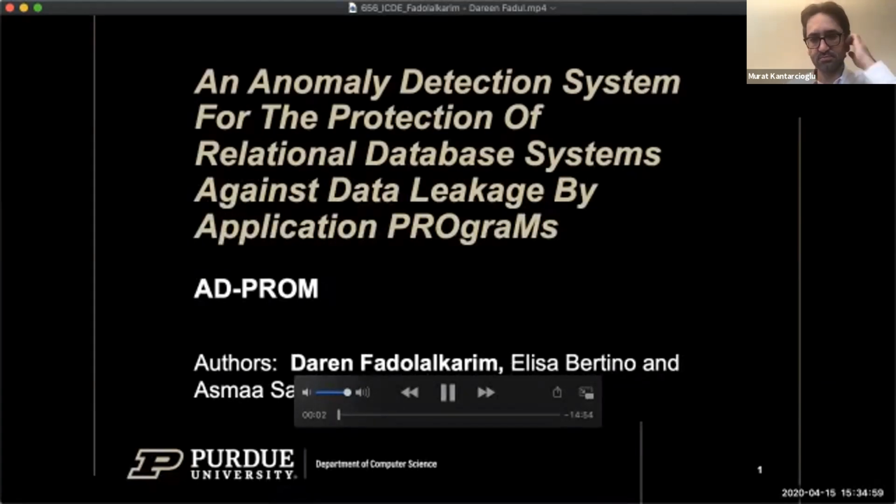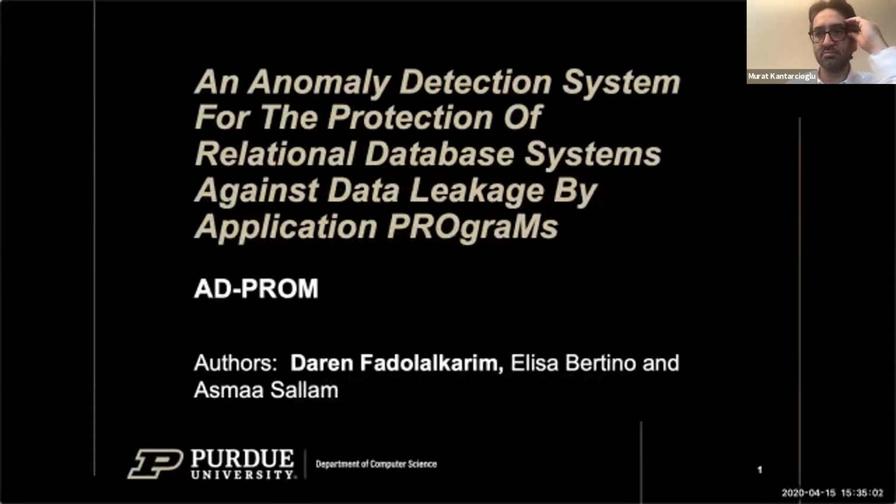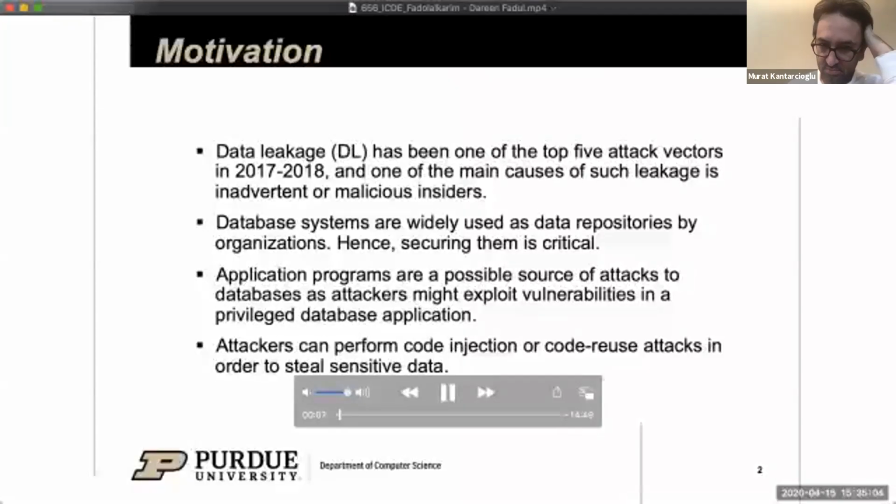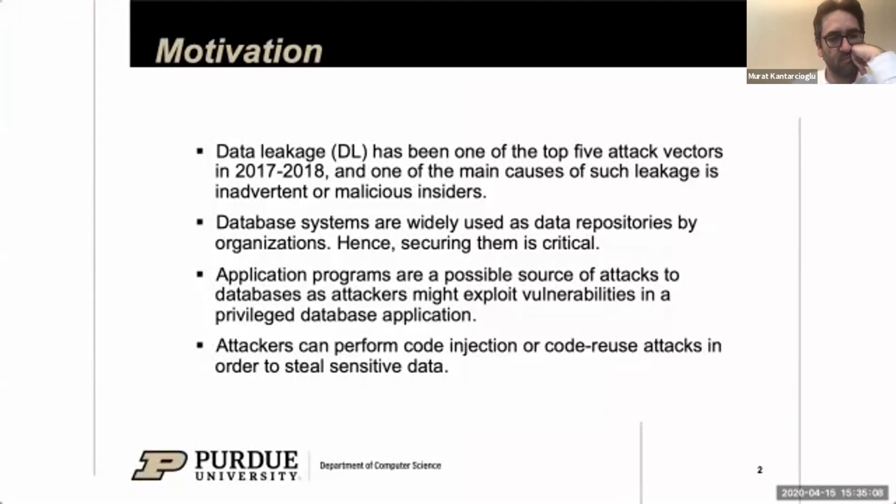It is difficult to avoid the stories in the news about data breach and data leakage. Data leakage has been one of the top 5 attack vectors in 2017 and 2018, and one of the main causes of such leakage is careless or malicious insiders. According to IBM's Cost of a Data Breach report, the average total cost of a data breach in 2019 was $3.92 million, and in the US it was over $8 million.